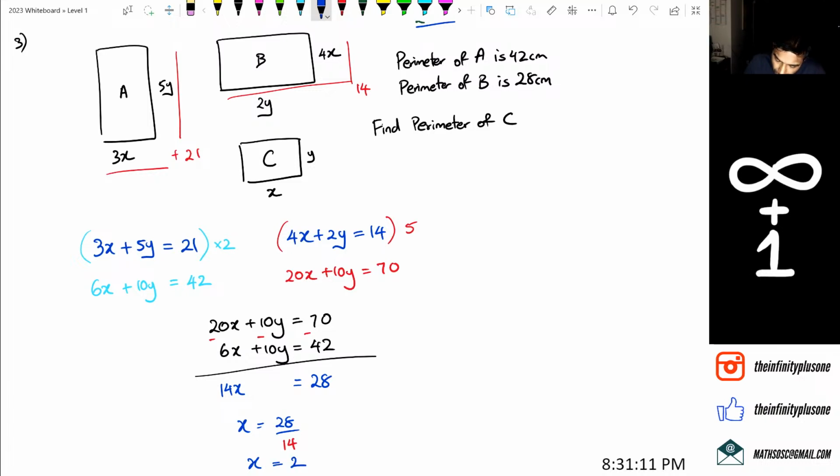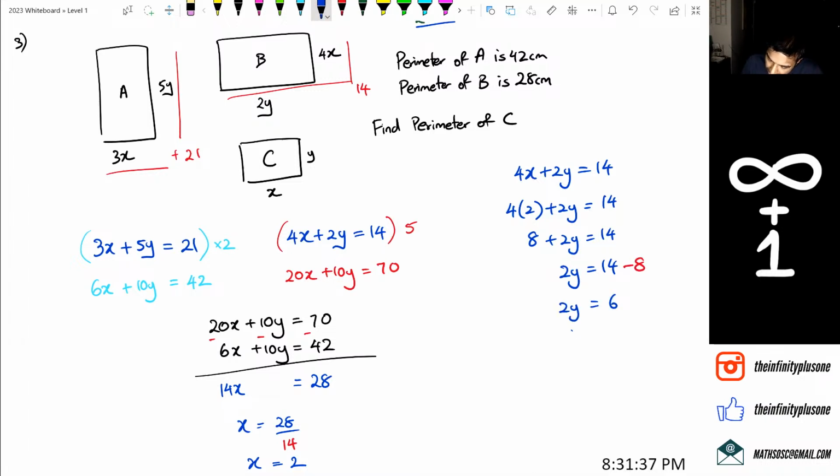So if x is equal to 2, we need to figure out what y is. You can substitute anywhere you want. We can probably do this one: 4x plus 2y is equal to 14. So 4 times 2 plus 2y is equal to 14. We've got 8 plus 2y equals 14. Take away 8, and then 2y is equal to 6. y is equal to 6 divided by 2, so y is equal to 3.